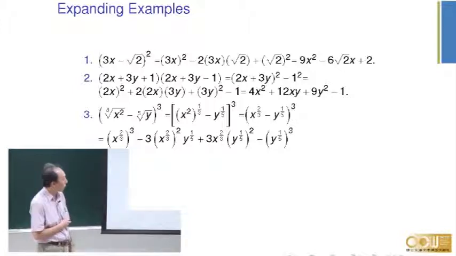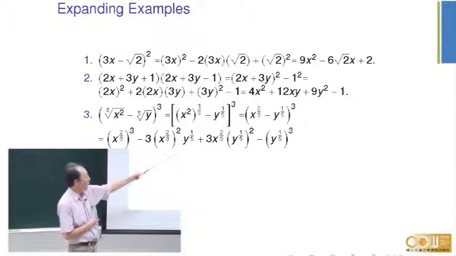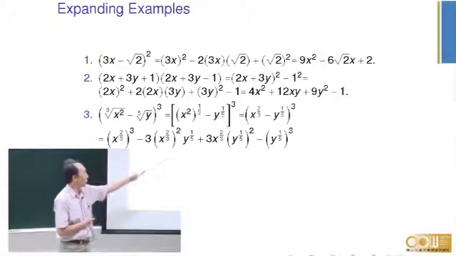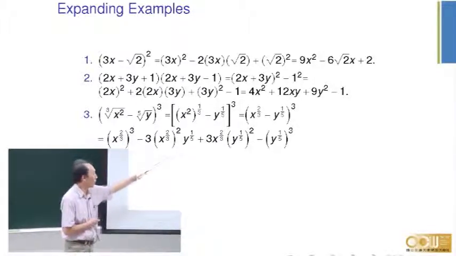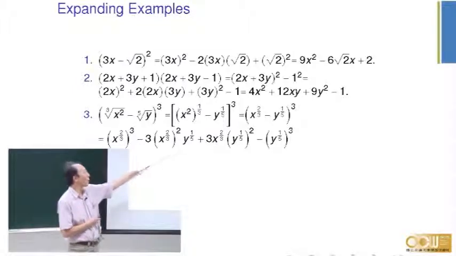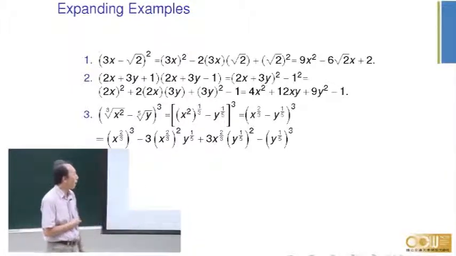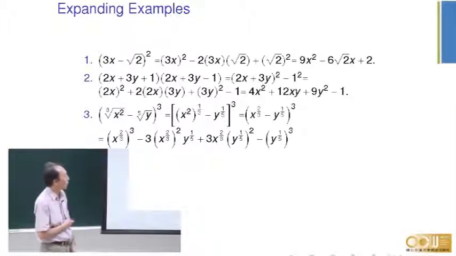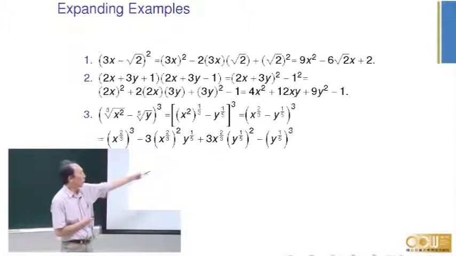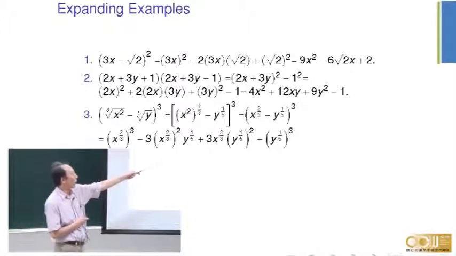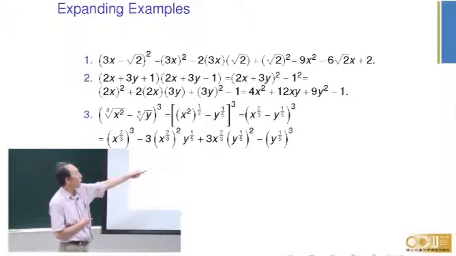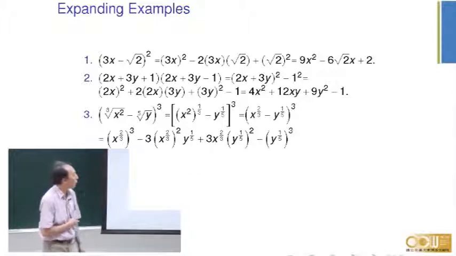Before I use the cube of difference formula, let's do something for this quantity here. We have two exponents in parentheses. We can multiply them out, which becomes x to the power of 2/3 minus y to the power of 1/5, cubed. Then I can apply the difference cube formula, which becomes this.